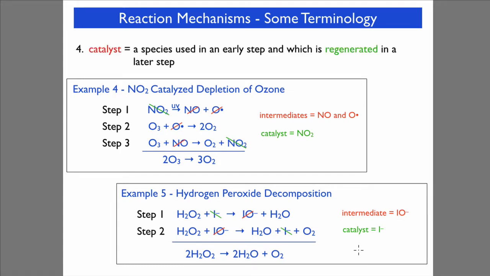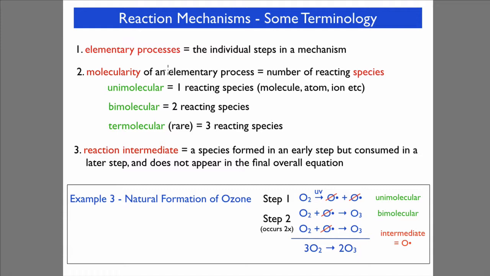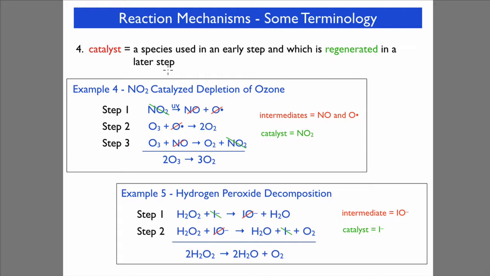Next, we have a catalyst. This is a species used in an early step which is regenerated in a later step. Unlike intermediates, which didn't exist at the very beginning or at the end, a catalyst will be present at the very beginning, at the initial step, and you can see here it's also present in the final step. So it isn't used up. A species used in an early step and which is regenerated in a later step.